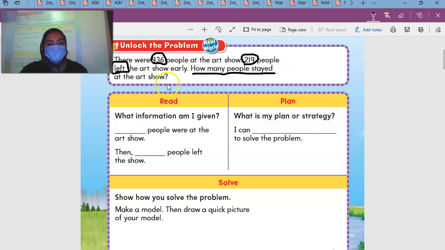That's the question. So, what information am I given? How many people were at the art show? 436. Then, how many people left the art show? 219. What is my plan or strategy? I can subtract to solve the problem, right? So we're going to write subtract.